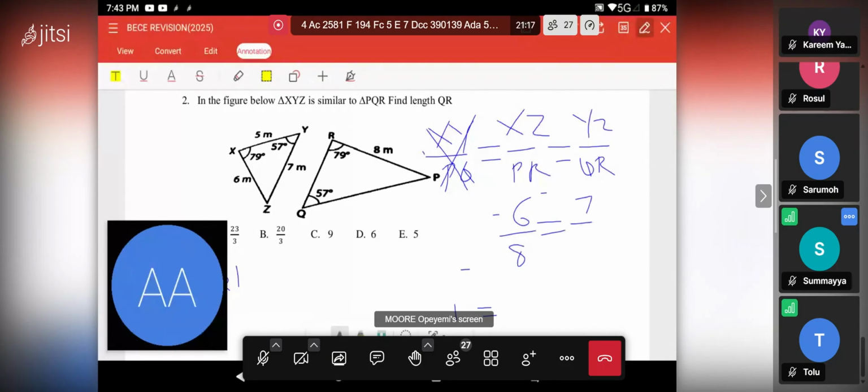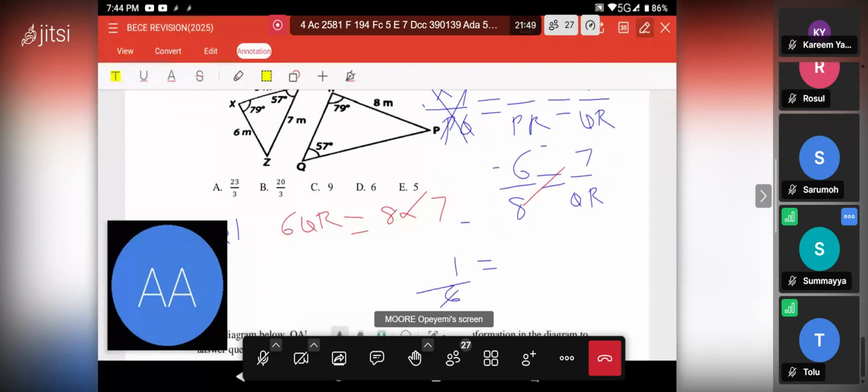So we write QR, and from here we cross multiply. Once we cross multiply, you know the necessary thing to do after the cross multiplication. When you cross multiply, 6 multiply QR, so we have 6QR equals 7 multiply 8. 8 times 7. The reason why I did not write the answer as 56 is because it's going to be a bigger number, and by so doing, many of us may not know how to do that division. So I let it remain like that.